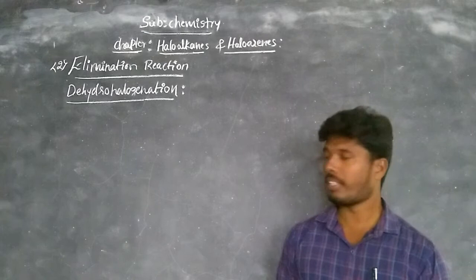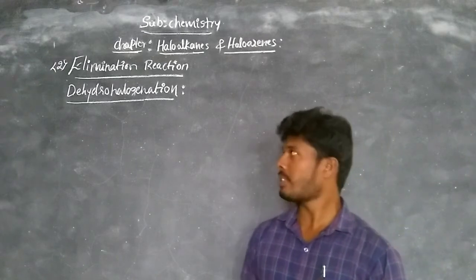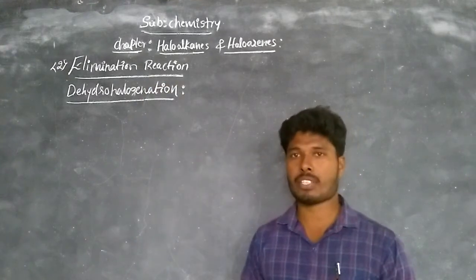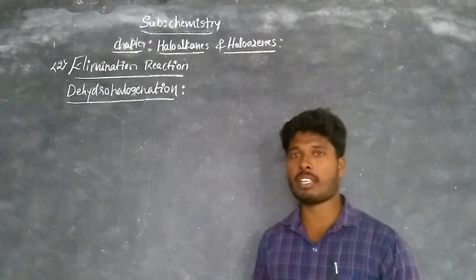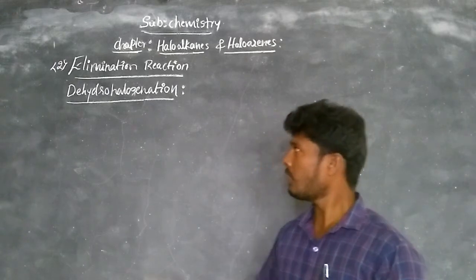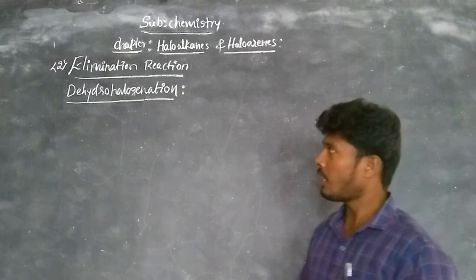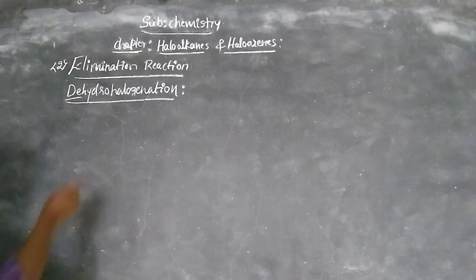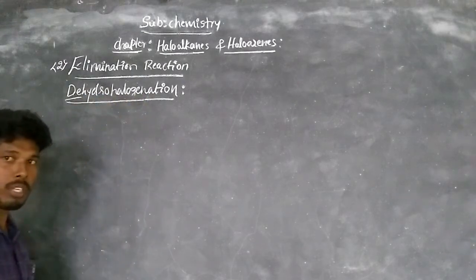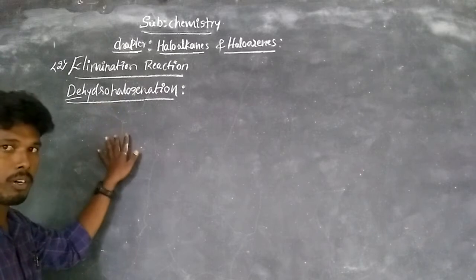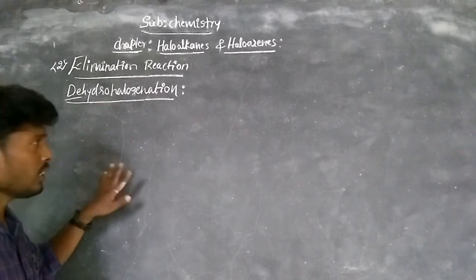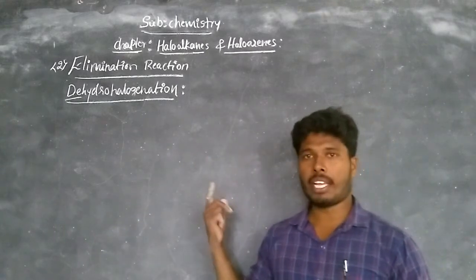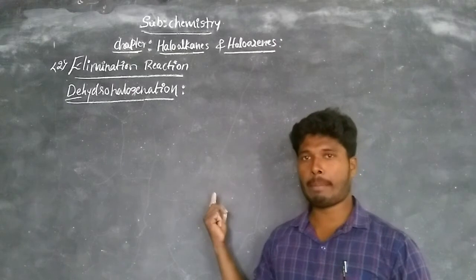Welcome to chemistry class. In this session we are going to study the second chemical property of alkyl halides, called elimination reactions. Under that, the first one is dehydrohalogenation. Here the word itself indicates it: dehydrohalogenation means removal of hydrogen and halogen. The process of removal of hydrogen and halogen is called dehydrohalogenation. In this, the alkyl halide is treated with alcoholic potassium hydroxide or sodium hydroxide.